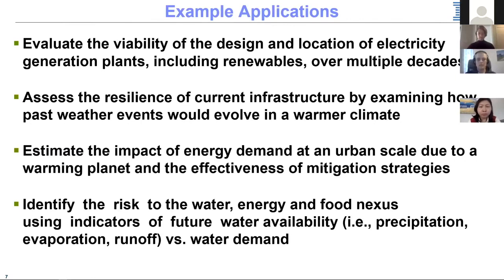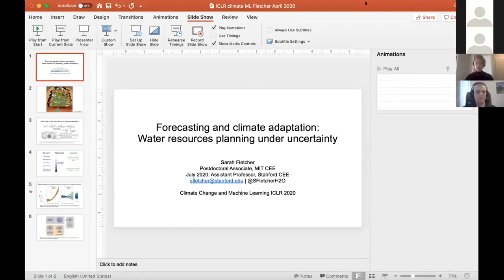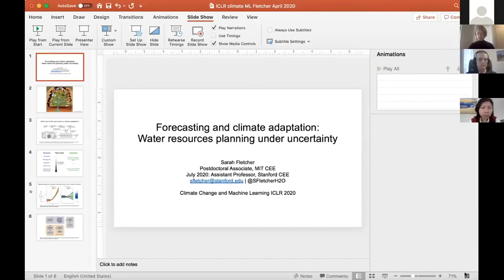Okay, thank you so much for that introduction. Our next speaker is Sarah Fletcher. She's an incoming assistant professor at Stanford studying water resources and climate change adaptation from a socio-technical systems perspective. Her work integrates methods from hydrology, policy analysis, and data science to inform decision-making around critical environmental challenges. So whenever you're ready, Sarah.